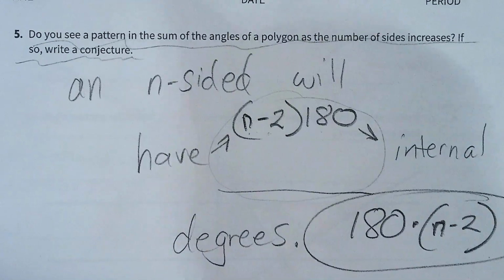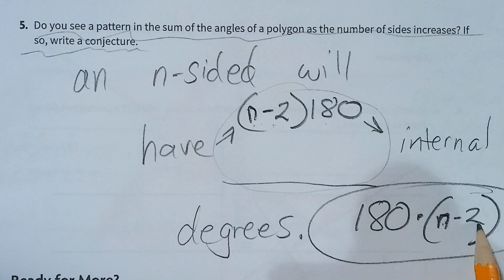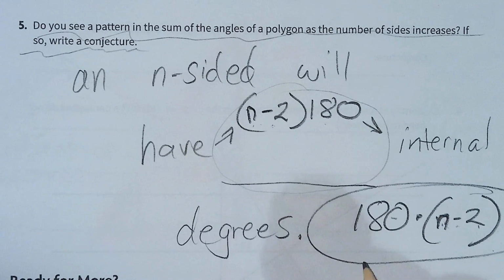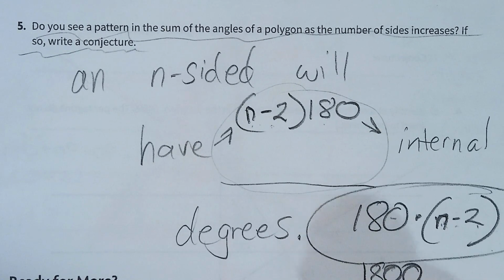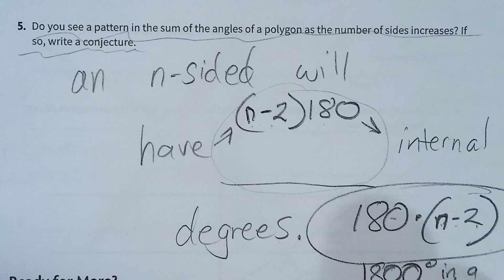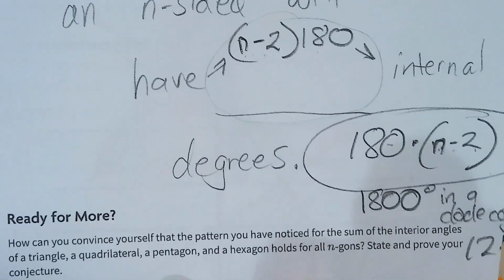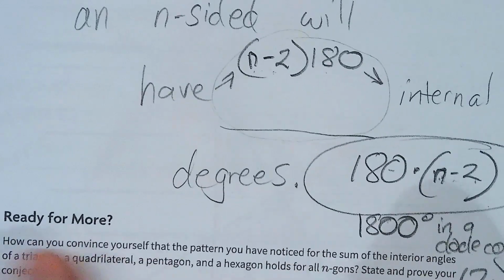Oh, let's quickly figure out a 12-sided dodecagon. 12 minus 2 is 10, times 180 is 1,800 degrees in a dodecagon, which is a 12-gon. Am I off the screen? I'm off the screen, and I can't get on the screen.